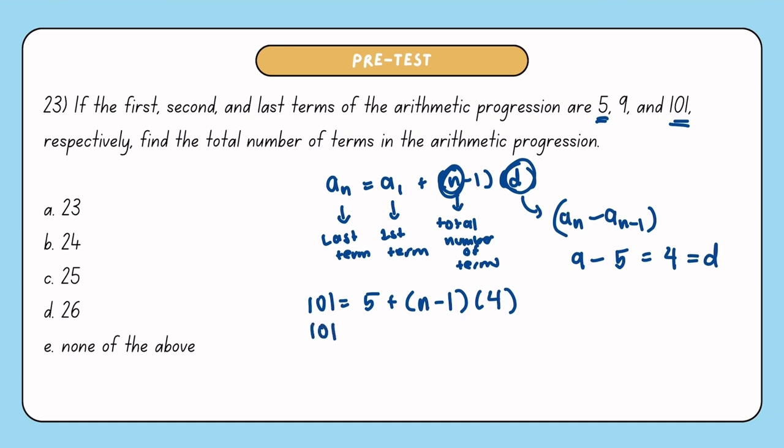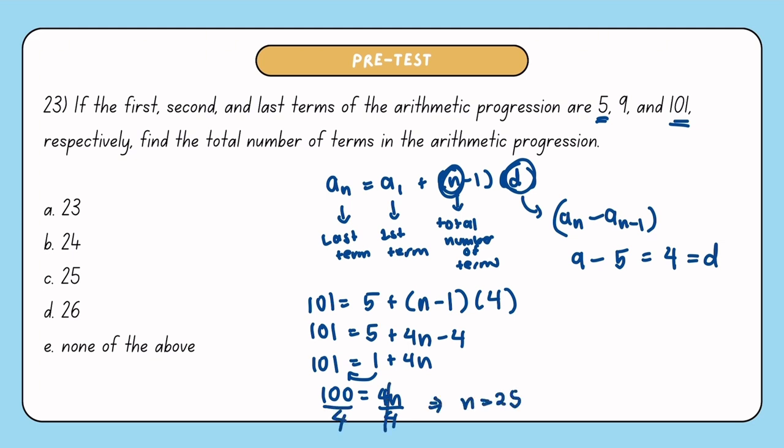So 101 equals 5 plus 4n minus 4, or 101 equals 5 minus 4 is 1 plus 4n. Transposing this, we get 101 minus 1, or simply 100 equals 4n, and dividing both by 4, we get n equals 25. So the answer for number 23 is C.